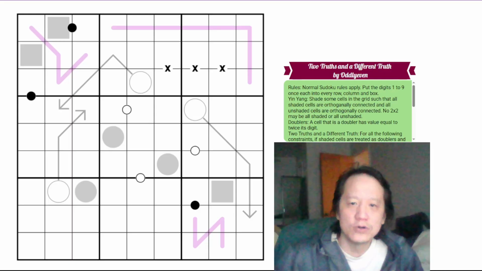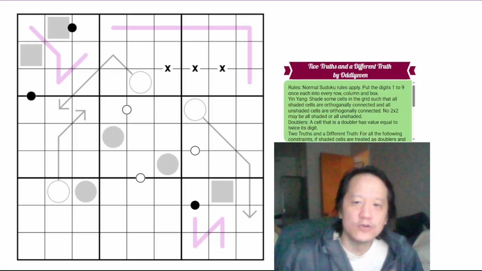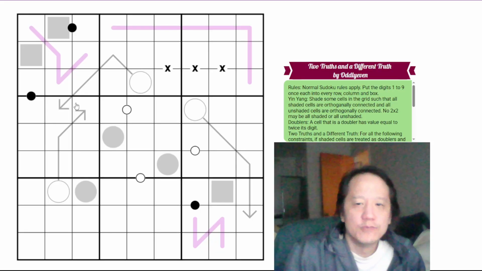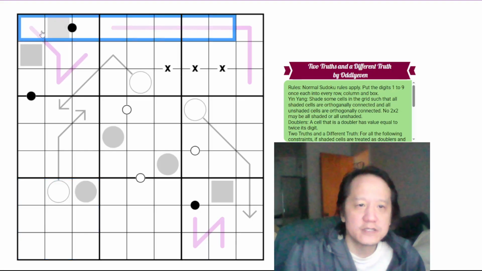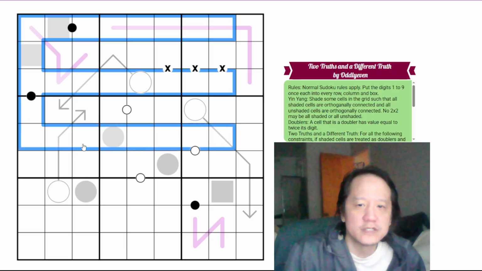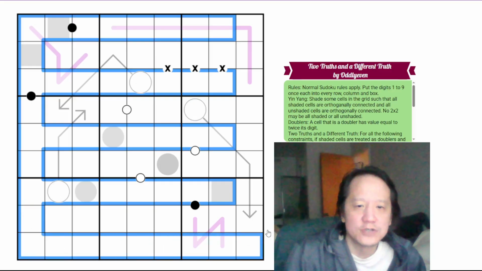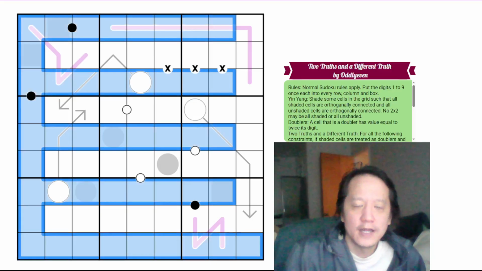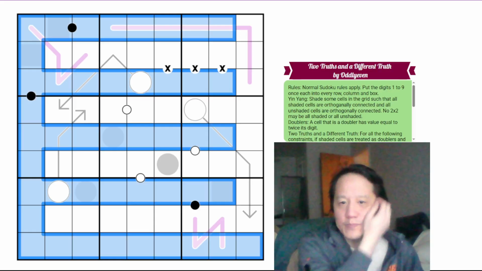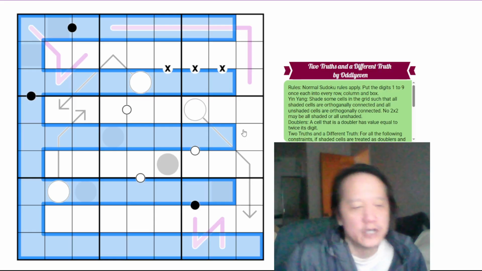And here are the rules. Normal Sudoku rules apply, which means put the digits 1 through 9 once each into every row, column, and box. We have yin-yang, where we need to shade some cells in the grid such that all shaded cells are orthogonally connected and all unshaded cells are orthogonally connected. And no 2x2 area may be all shaded or all unshaded.